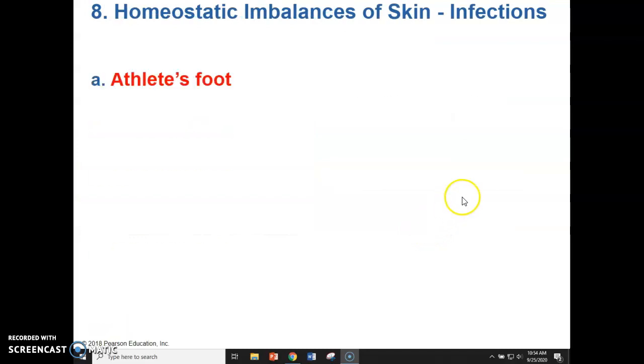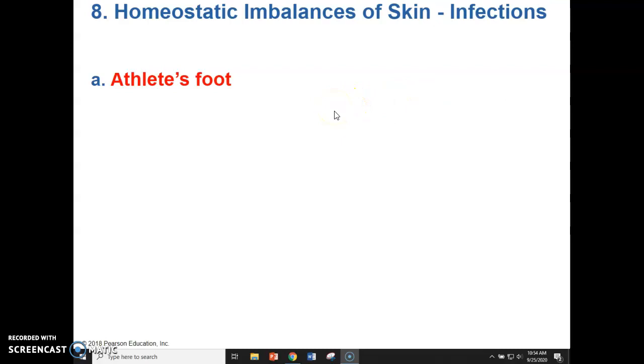So let's talk about homeostatic imbalances of the skin. Homeostasis says things in your body are maintained in a certain set pattern. Well, when those patterns or those set points are disrupted, it can cause diseases. Or let me rephrase that, diseases can cause disruptions. And so that's what we want to talk about.